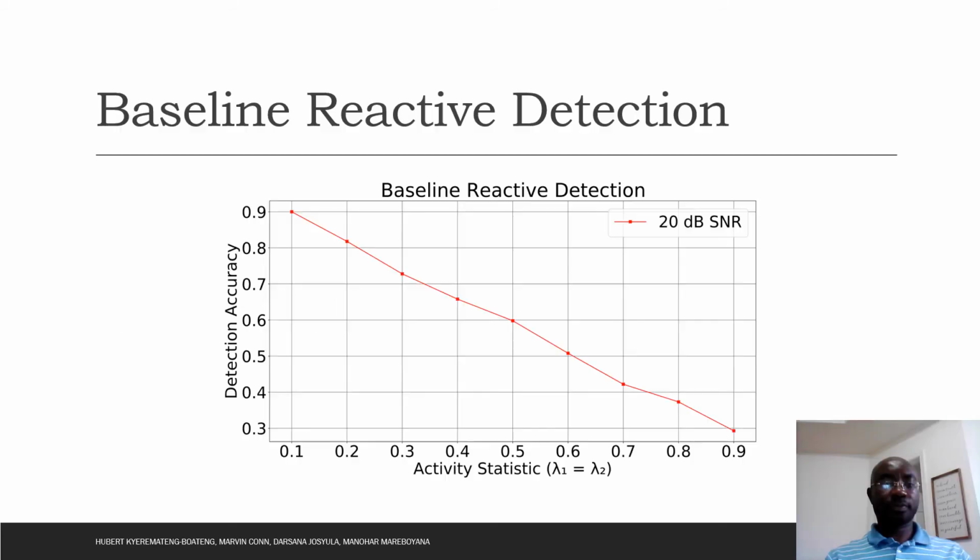So the results. Baseline reactive detection results. From our research, it shows that as the activity statistic of a signal increases, the detection accuracy decreases. So in this diagram, you will see that the activity statistic was 0.1 and the detection accuracy was 0.9. But as the activity statistic increases to 0.9, the accuracy decreases significantly for all SNRs.